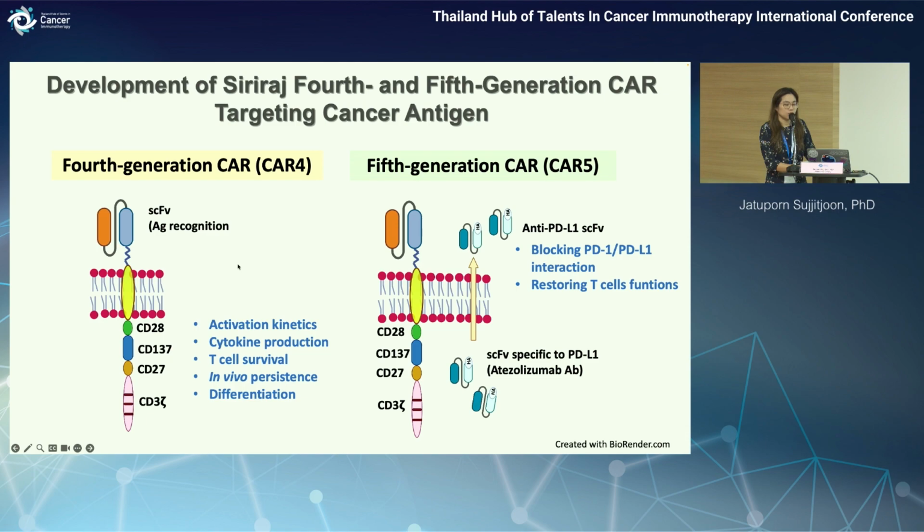Not only 4th generation CARs were developed in the lab; we also focus on improving CAR T cell function by fighting against other immunosuppressive cells or proteins. One well-known protein shown to suppress CAR T cell function is the immune checkpoint protein. PD-L1 is an immune checkpoint protein that is highly expressed in tumor cells and usually binds to the PD-1 receptor on T cells and suppresses CAR T cell function.